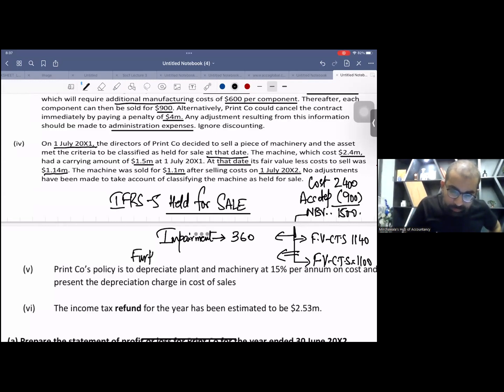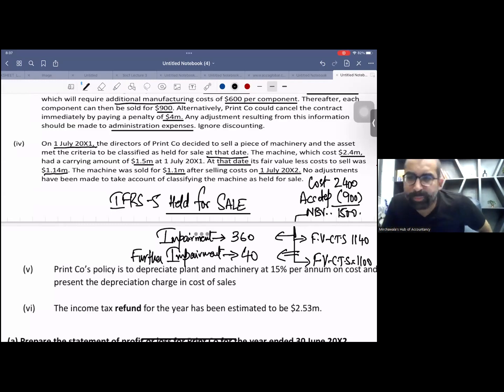So there is a further impairment of 40 needed before the year end, because just after the last day of the accounting period, we sold it for 1100. That means the fair value was 1100 at year end. So there is a further impairment. So these two are the impairments, students: 360 and 40.